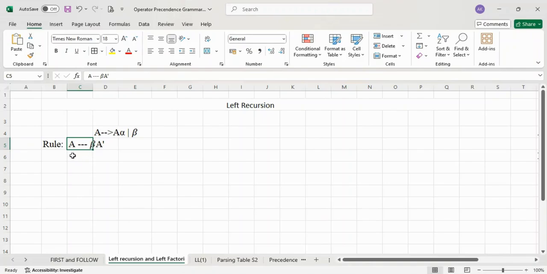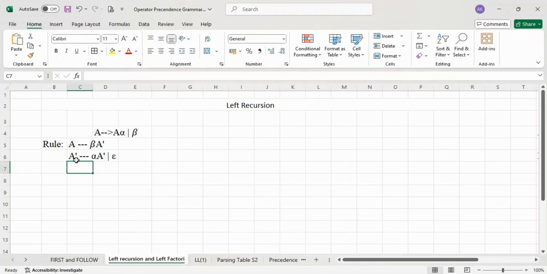Since A dash is added in the grammar, I will have to add a production rule for that A dash symbol. A dash is written as A dash gives alpha A dash, followed by, you add one more production of epsilon. So this is the rule for removing left recursion. A giving A alpha or beta, rule says A gives beta A dash.